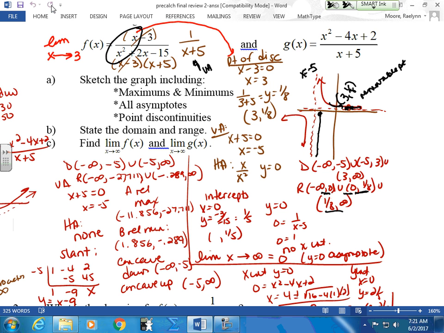So start with your domain first. Factor, get your domain. Reduce your function. Once you reduce your function, look at your vertical asymptotes and horizontal asymptotes. Excuse me. And graph it. Find your range after that.